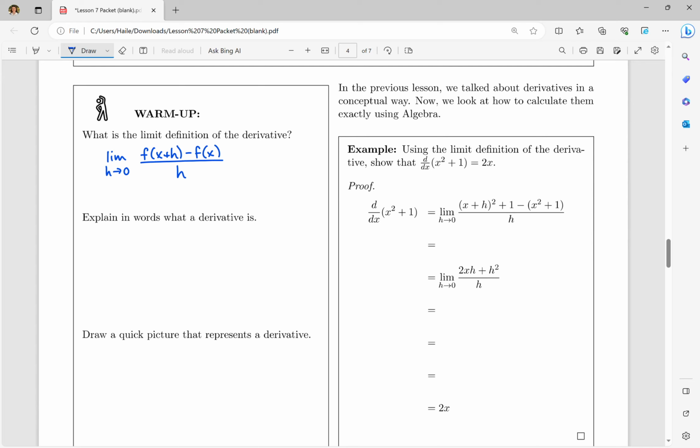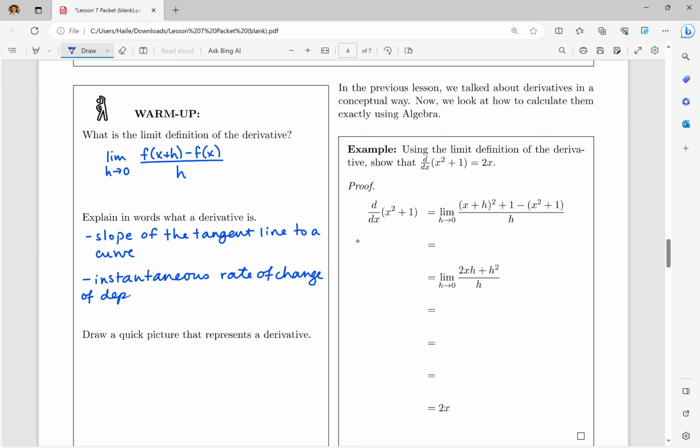In words, a derivative we can describe as the slope of the tangent line to a curve, or the instantaneous rate of change of a dependent variable with respect to an independent variable.